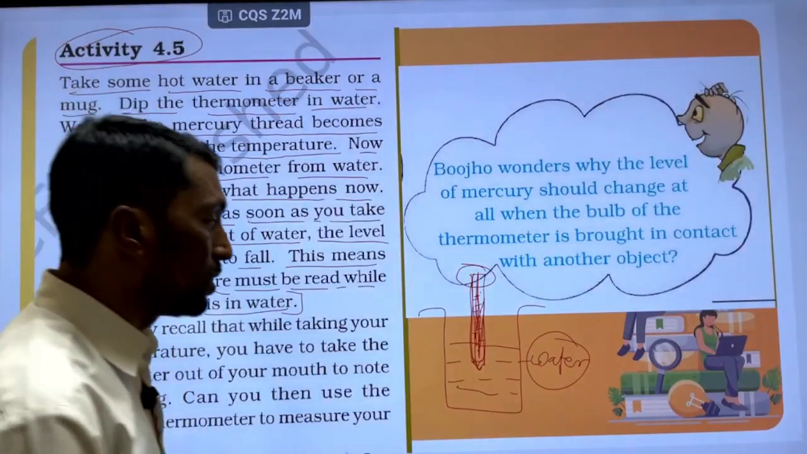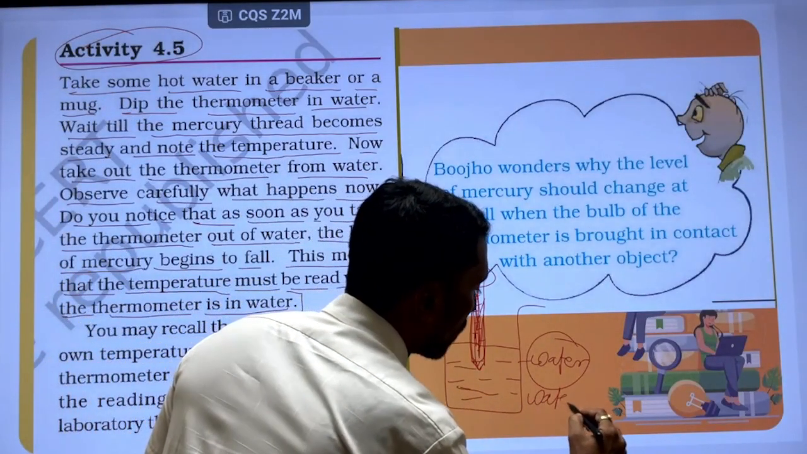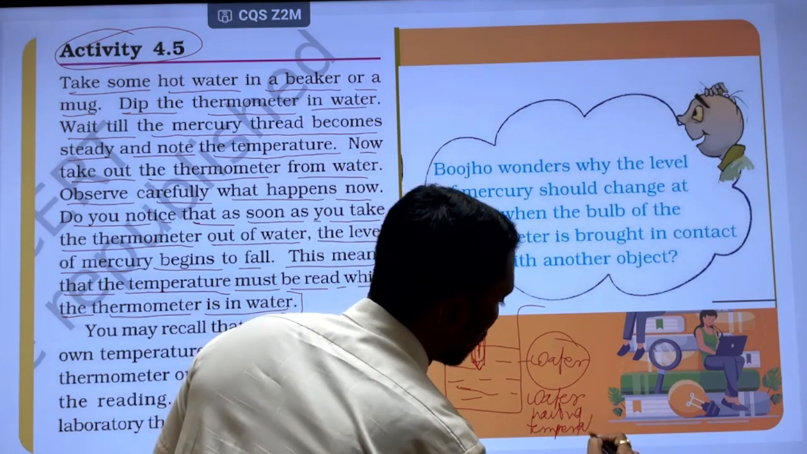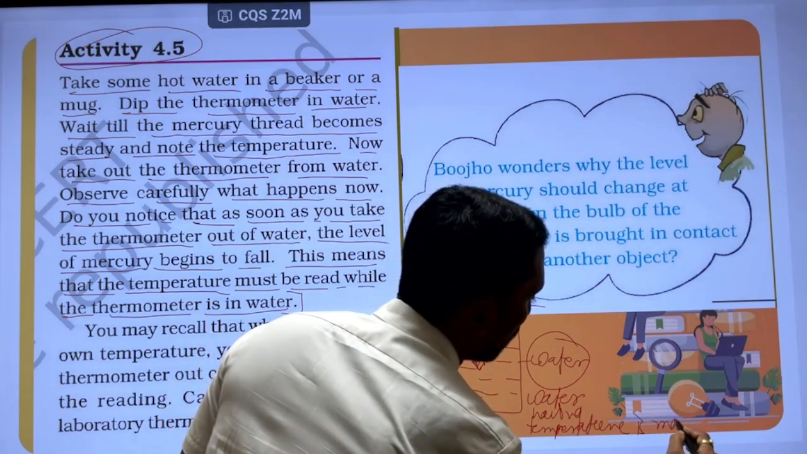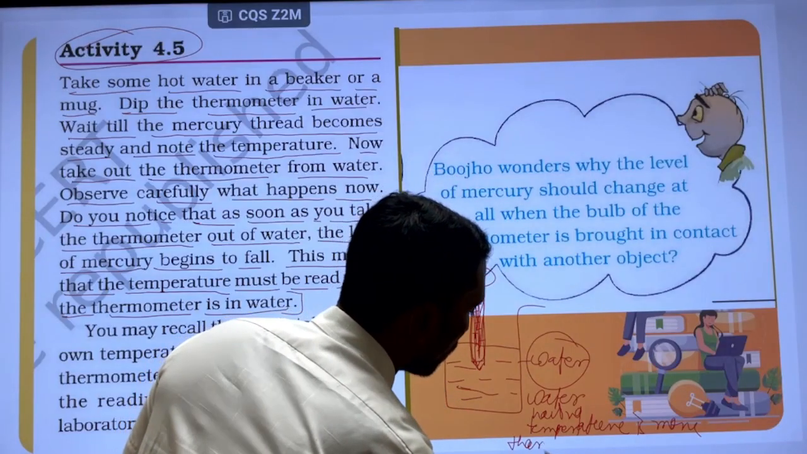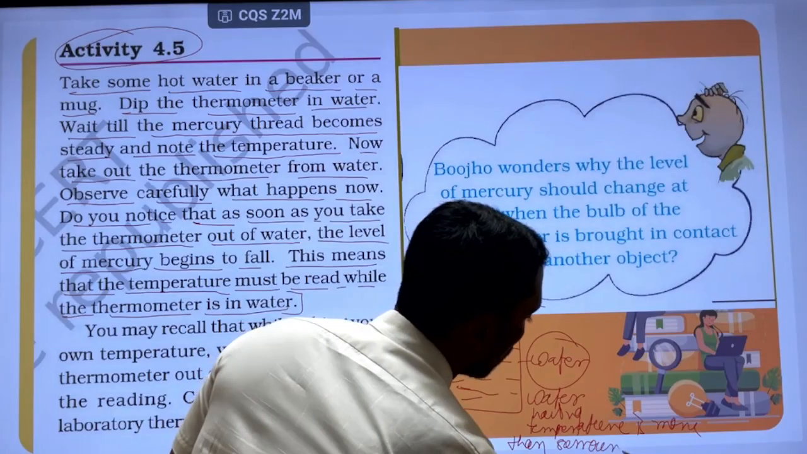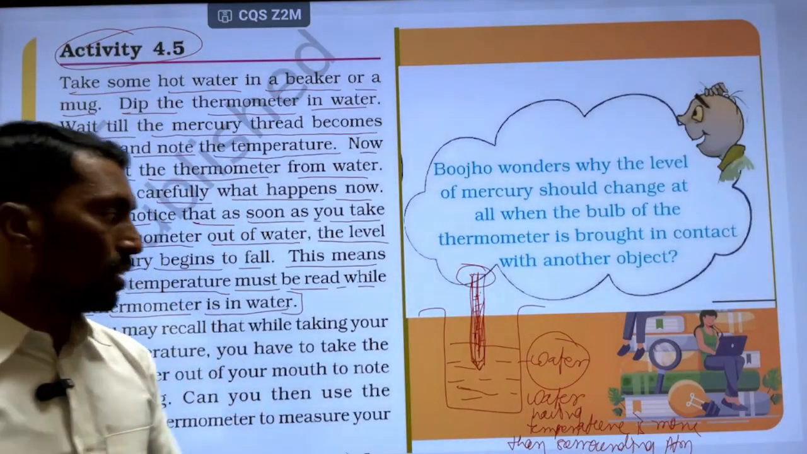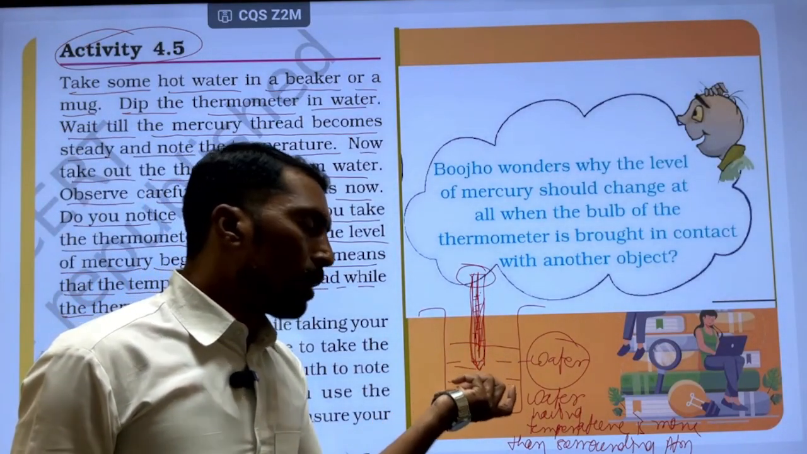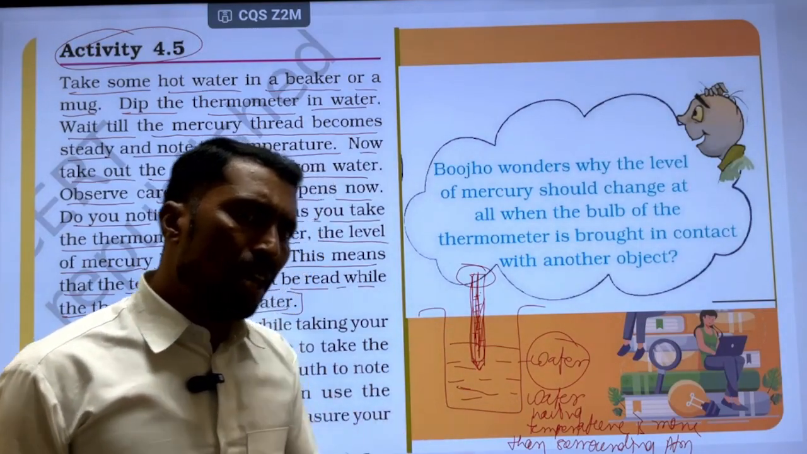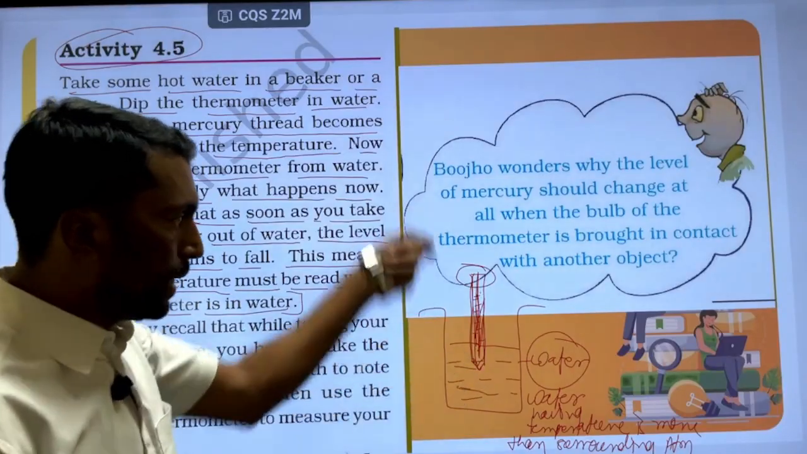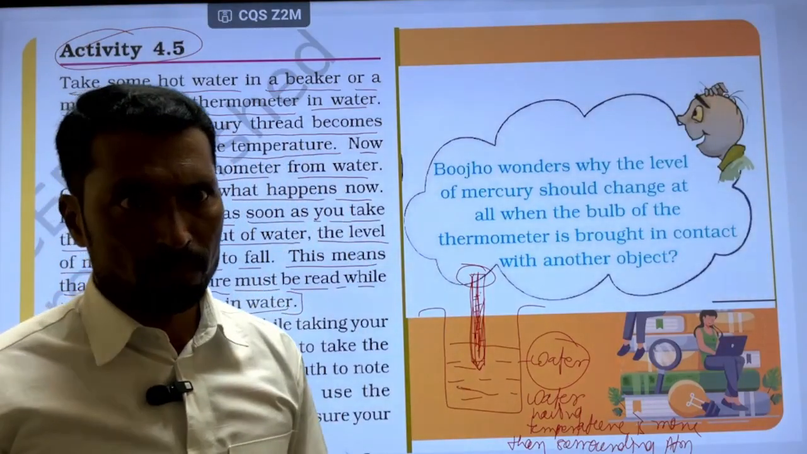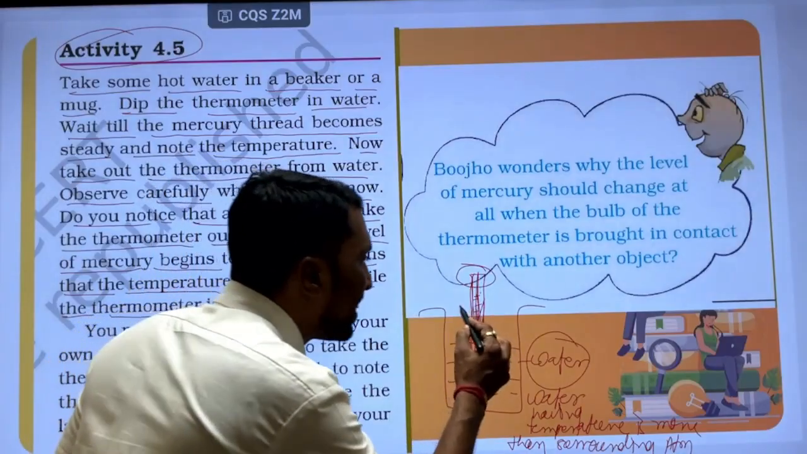Why does it fall down? Because the water has a temperature more than the surrounding atmosphere. The water present in this beaker has a high temperature. Due to that, when we dip the thermometer in the water, its mercury level rises. It shows some reading. At that time, we collect the reading.